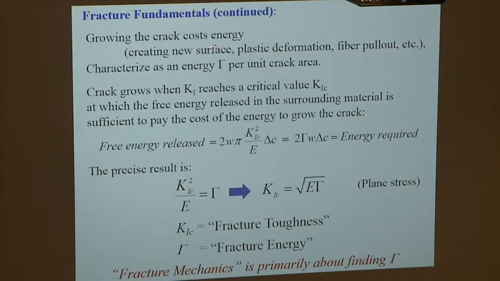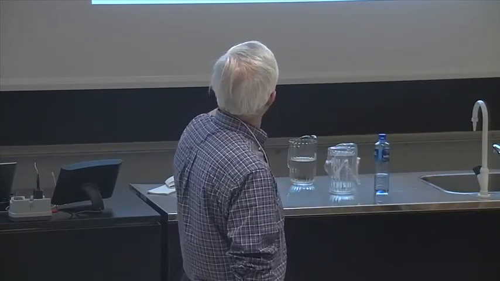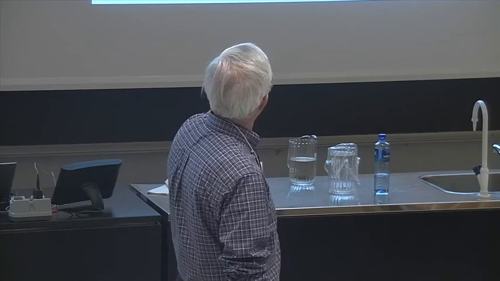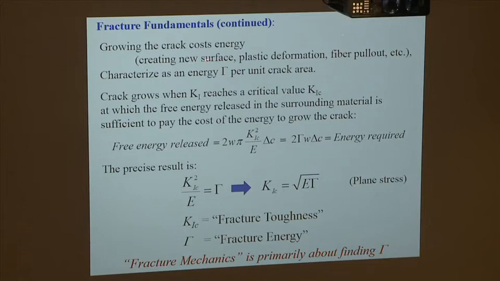So creating the crack costs you some energy because you create new surface, or you have plastic deformation, you have fiber pullout. So you gain the energy by releasing the elastic field, but it costs you some energy. And we're just going to call that energy gamma per unit crack area. And the mechanism of gamma we'll come back to.